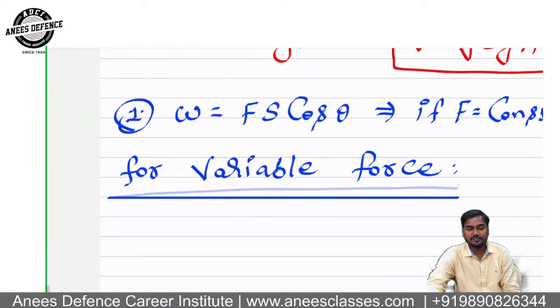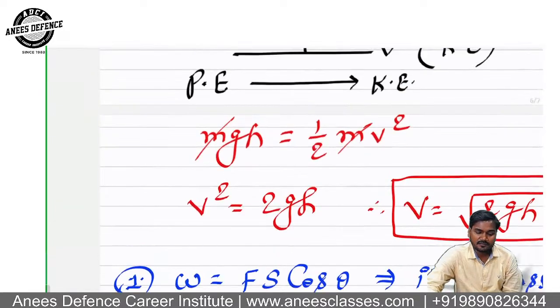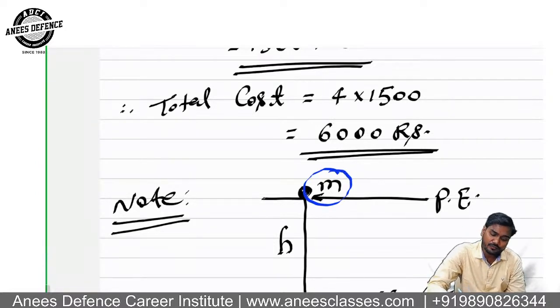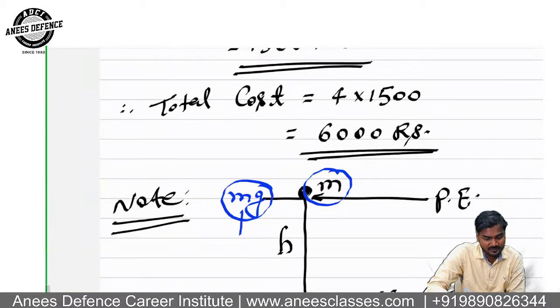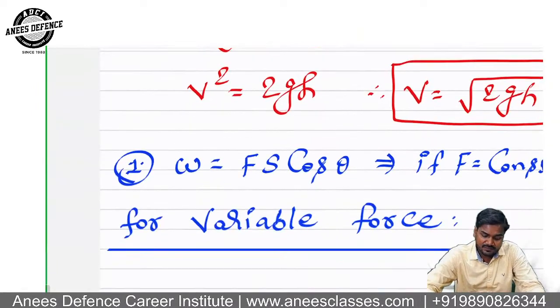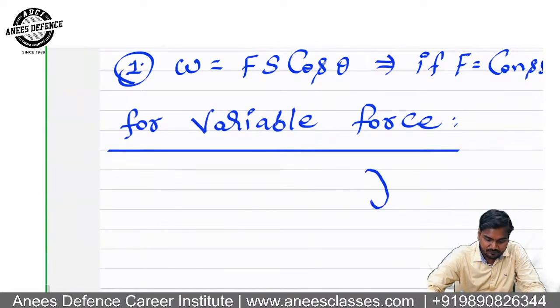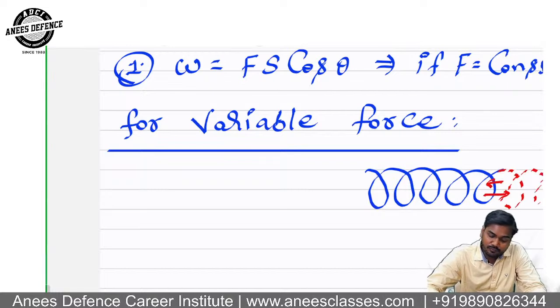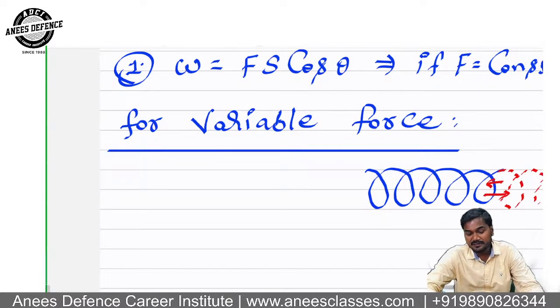What is the meaning of constant force and variable force? Just consider when this object falls towards the ground, a constant force mg is acting in the downward direction, meaning mg is not changing. And if you consider a spring and you are compressing or elongating this spring, then during compression or elongation your force will vary. This is the example of variable force.